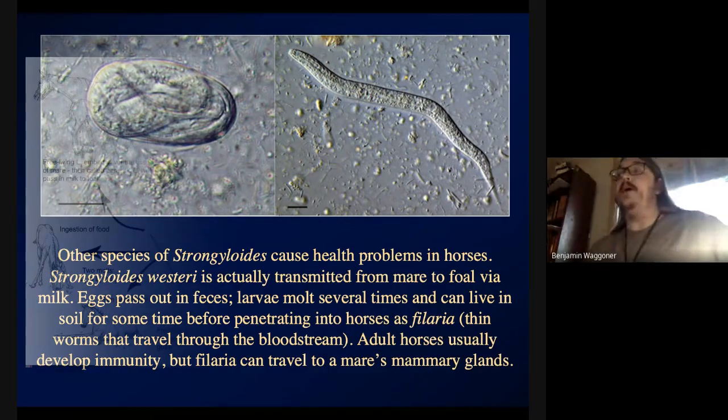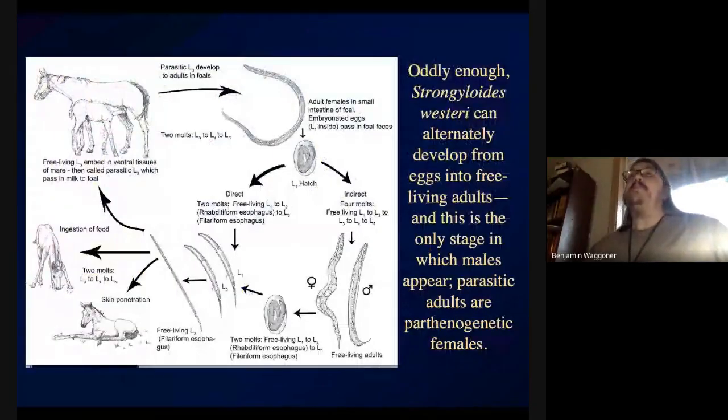So there's a diagram of the life cycle. The parasitic juveniles travel to the mammary glands. They're passed on to a foal. Within the foal, they develop into females, and they're parthenogenetic. And they lay eggs by asexual reproduction that hatch. Those eggs can develop either indirectly into free-living forms. Those eggs pass out of the body, and they can develop into free-living males and females that reproduce sexually.